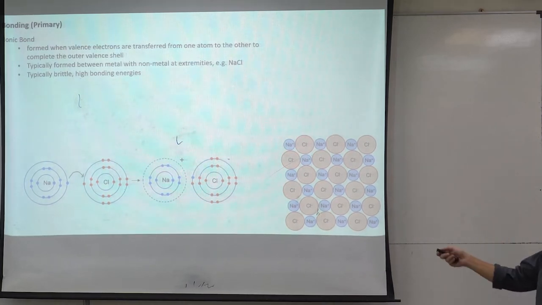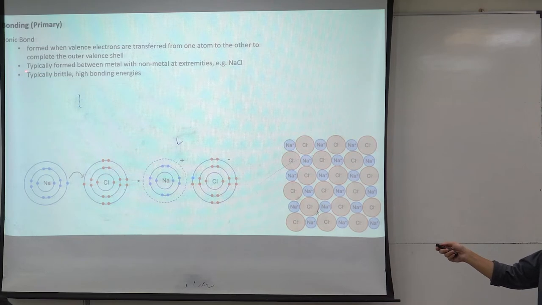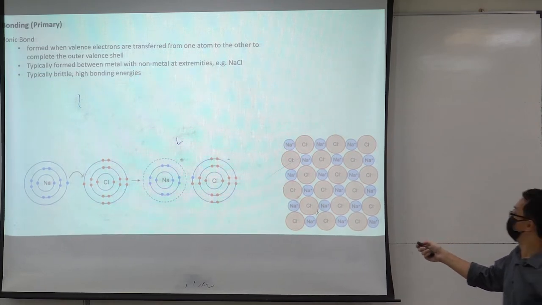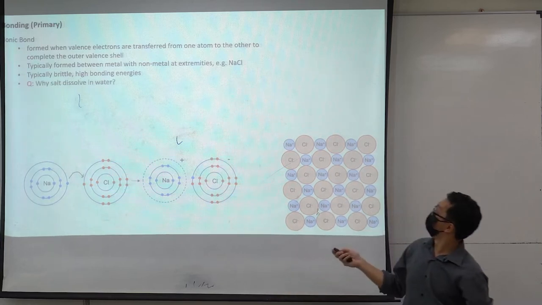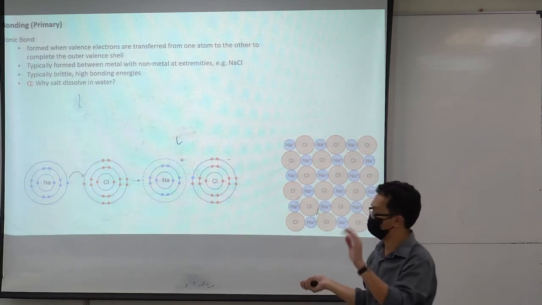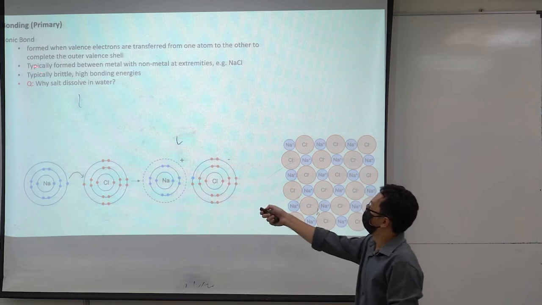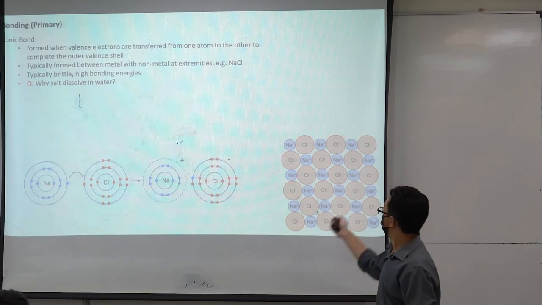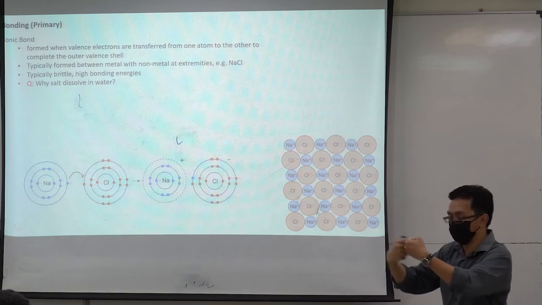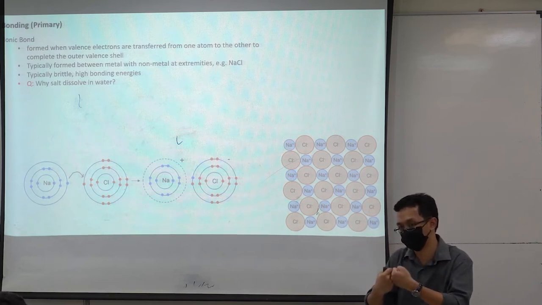Ionic compounds are typically brittle, with high bonding energy. This electrostatic attraction is pretty strong. So the question now, this is not bonding smart, because I need to speed up: why does salt dissolve in water? If you think about it, I said before that the electrostatic bonding is pretty strong.